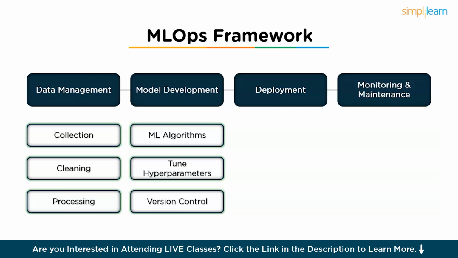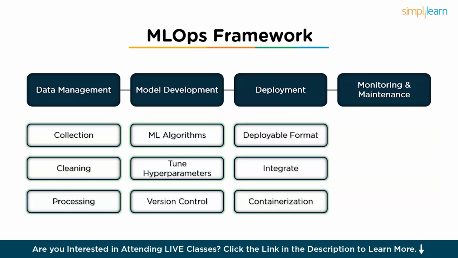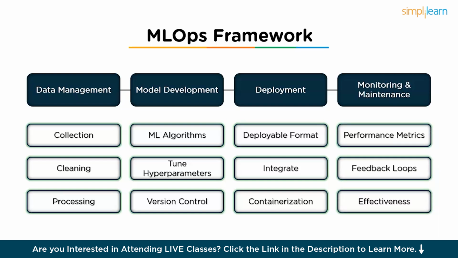Now, after selecting a suitable model, the deployment phase begins, which involves packaging the model into a deployable format and serving it as an API or integrating it into a larger application. Containerization technologies like Docker and Kubernetes are often used to ensure scalability and reproducibility across different environments. And finally, once the model is deployed, it requires continuous monitoring and maintenance. Performance metrics are tracked in real time to detect anomalies, and feedback loops are integrated to retrain and improve the model over time.